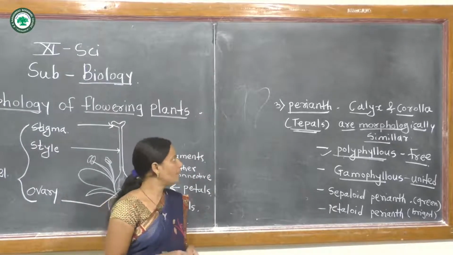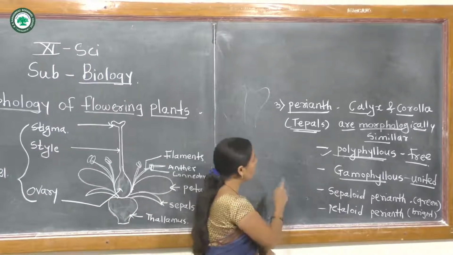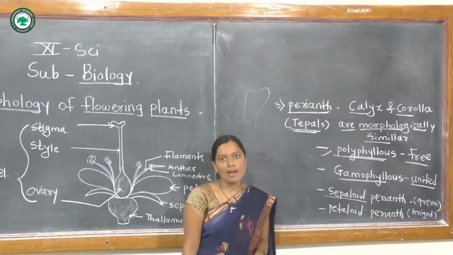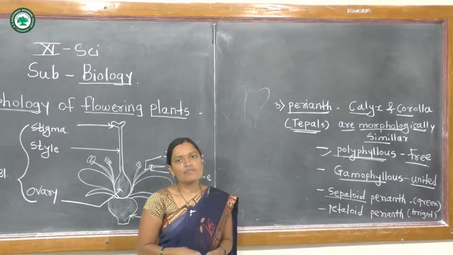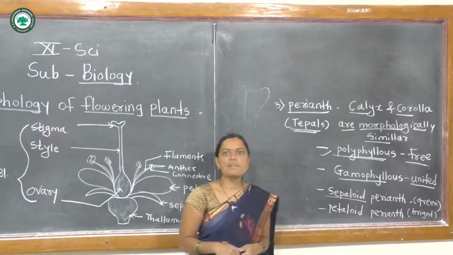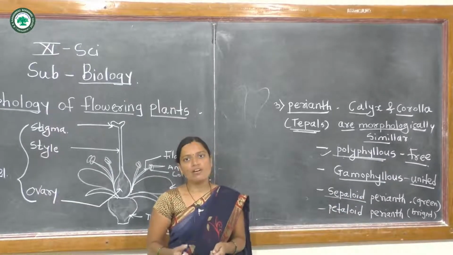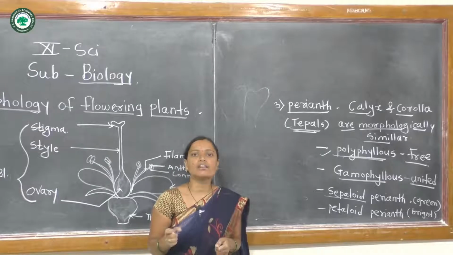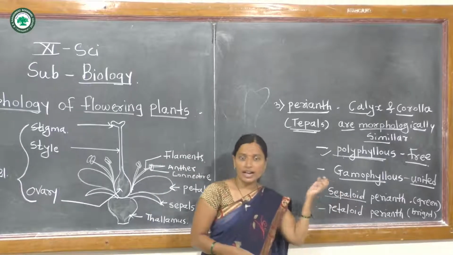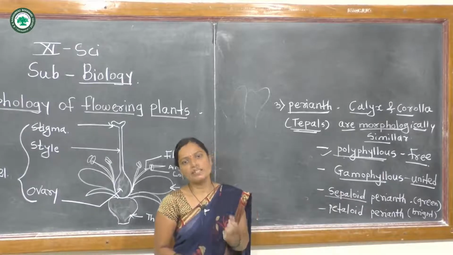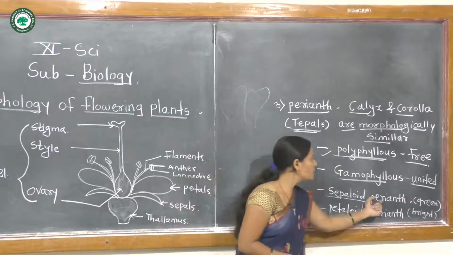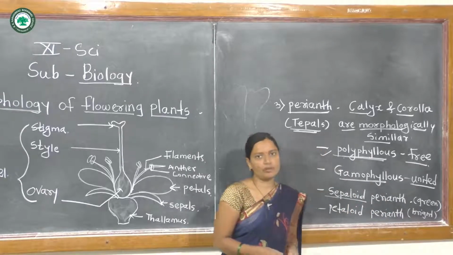Now the next character of the perianth. Some perianth is a sepaloid perianth. In some flowers, the perianth is sepal-like, which means the perianth is green in color. The perianth looks green, and that's why it is called the sepaloid perianth.